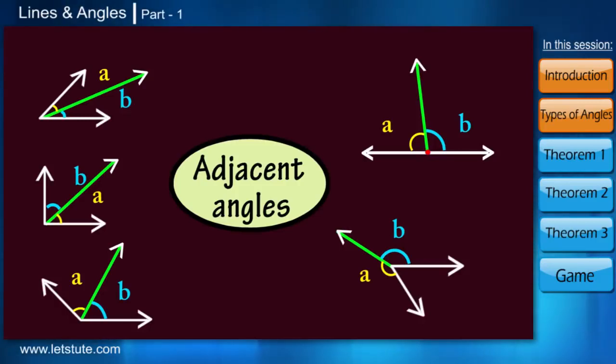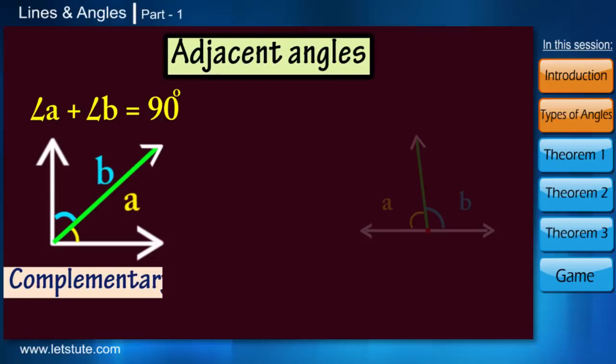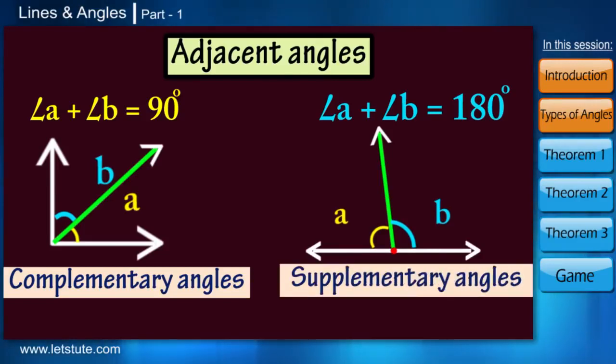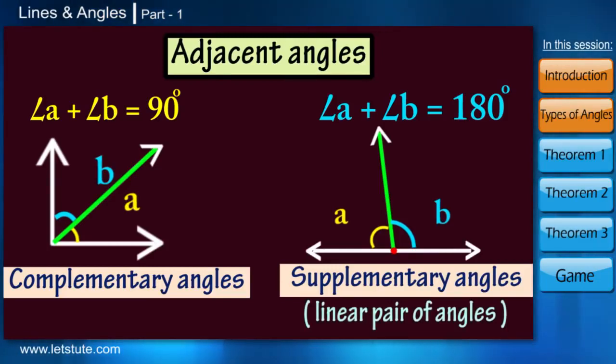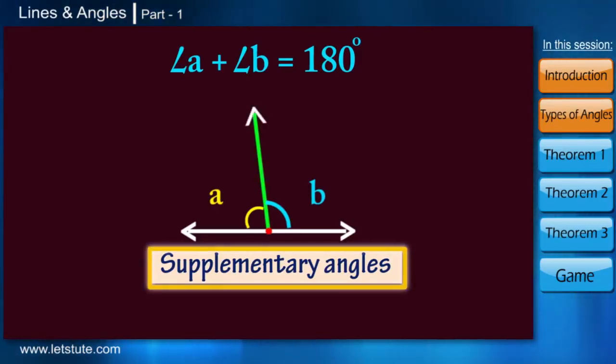But when the addition of the adjacent angles is 90 degrees, they are called complementary angles, and if their addition is 180 degrees, then they are known as supplementary angles. Another way of calling supplementary angles is a linear pair of angles. As of now, there was only one ray standing on the line and we call it supplementary angles.